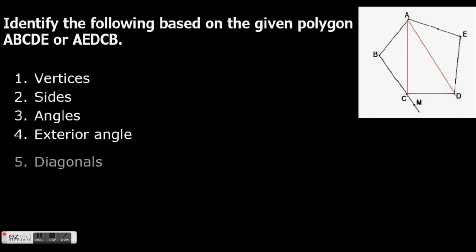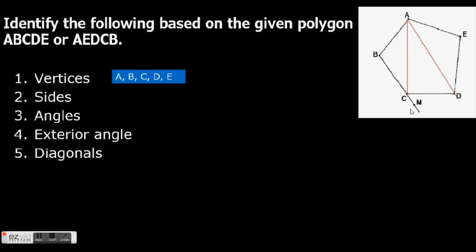So, let's identify its vertices, its sides, its angles or the interior angles, the exterior angle, and the diagonal. First, let's have the vertices. What are the vertices of this illustration or of this figure? We have the points A, B, C, D, and E. Of course, hindi kasama si M kasi hindi naman siya kasama doon sa polygon natin. Nasa labas na siya. Okay? Anyways, this is a pentagon kasi 5-sided polygon siya.